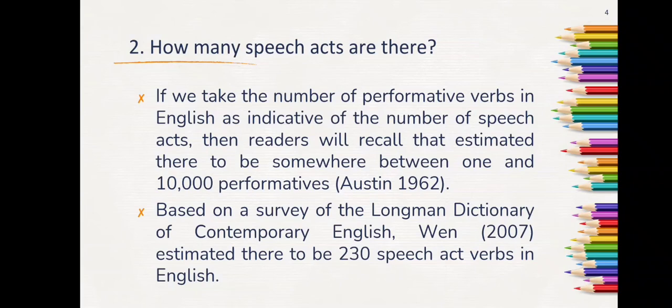And similarly, based on a survey of the Longman Dictionary of Contemporary English, Wen in 2007 estimated there to be 230 speech act verbs in English. This must be an underestimation, however, and is probably due to the fact that the Longman Dictionary of Contemporary English is a learner's dictionary. And according to Gozzi in 1991, based on a supplement to Webster's Third and an abridged dictionary, there were 75 new speech act verbs added to English in just one quarter century, from 1961 to 1986.